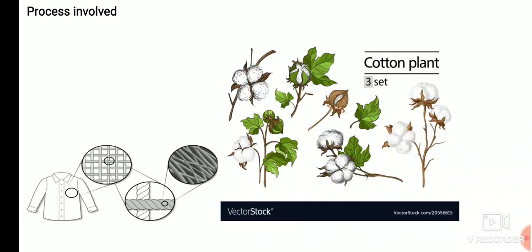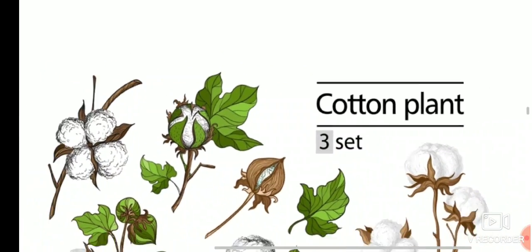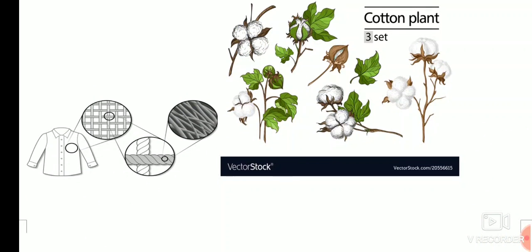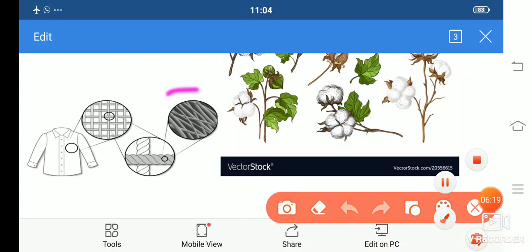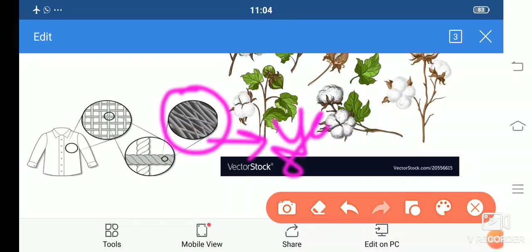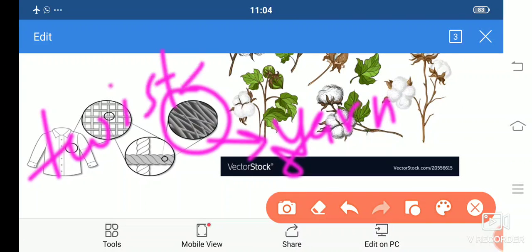Now you can see how cotton fiber is obtained. Cotton fiber is obtained from the cotton plant, right? And this fiber is converted into a thread-like structure, this one, right? This is called yarn. What is yarn? Yarn is twisted fiber, right?